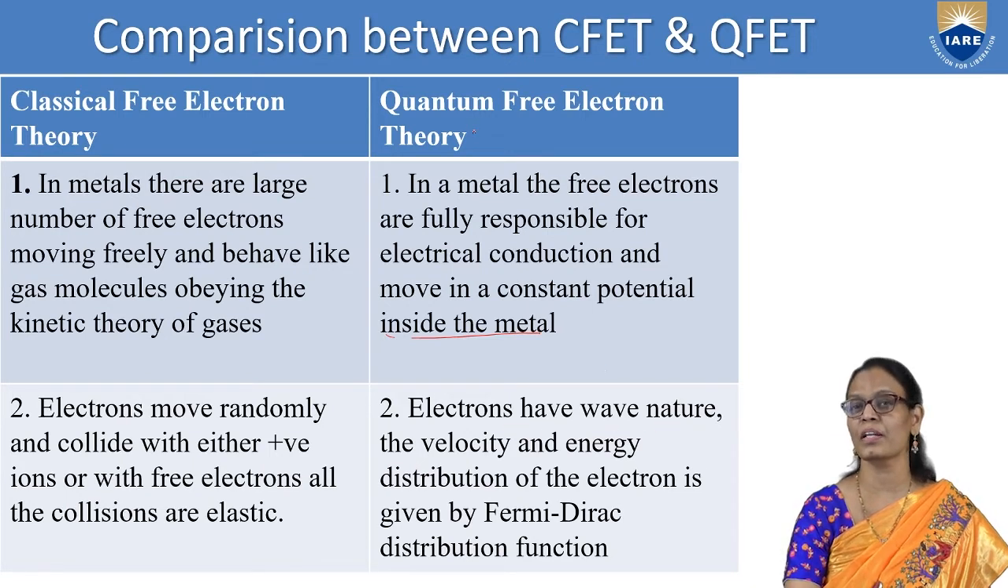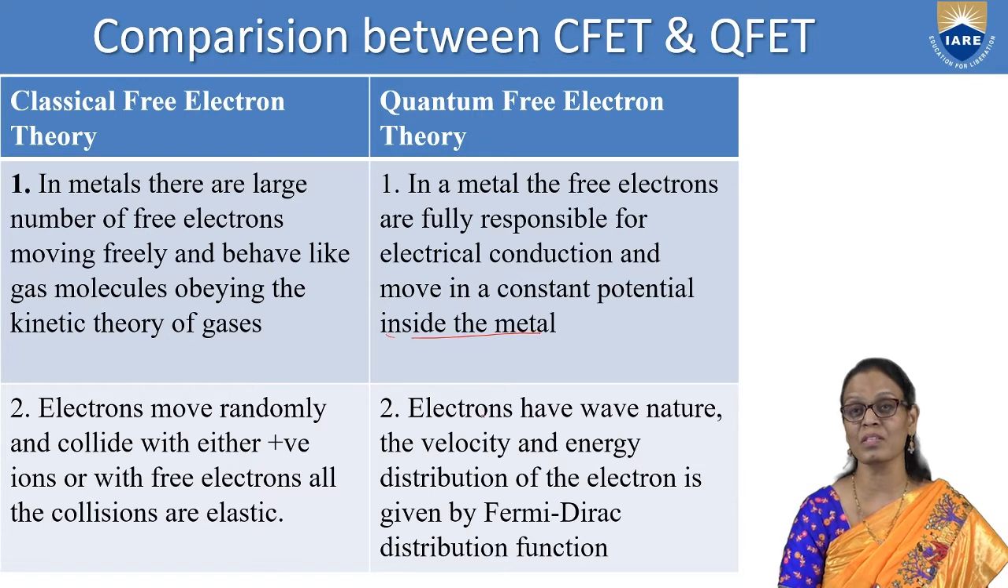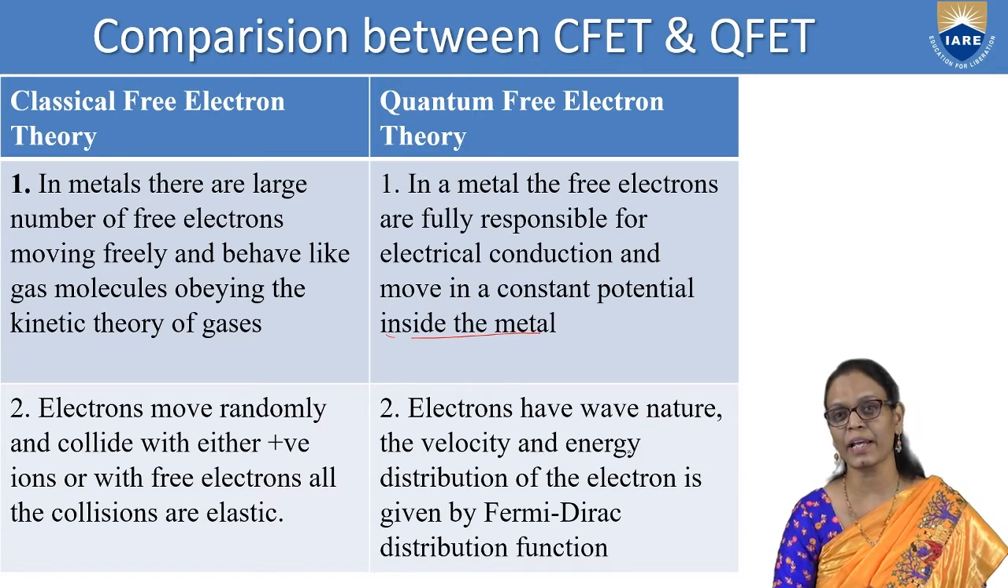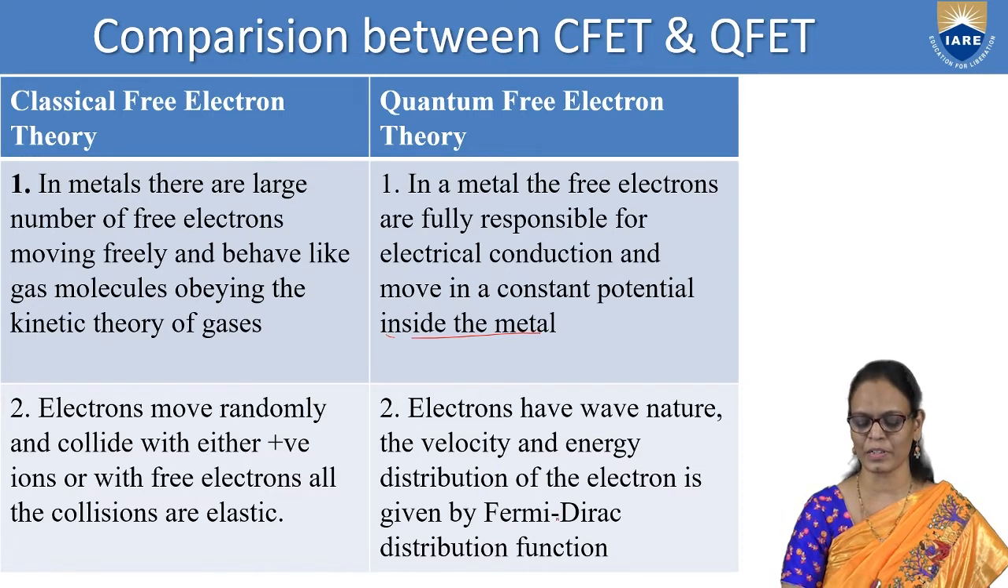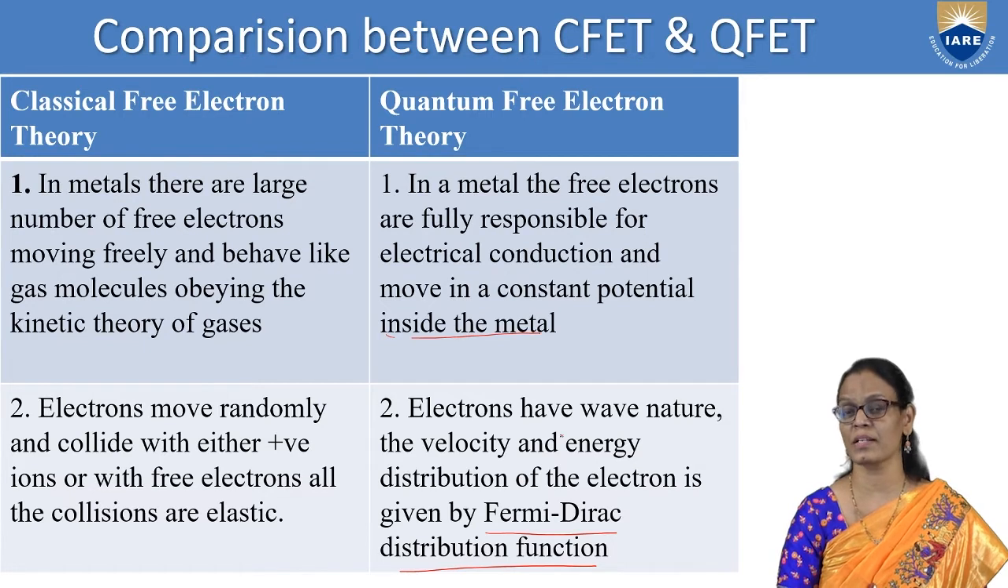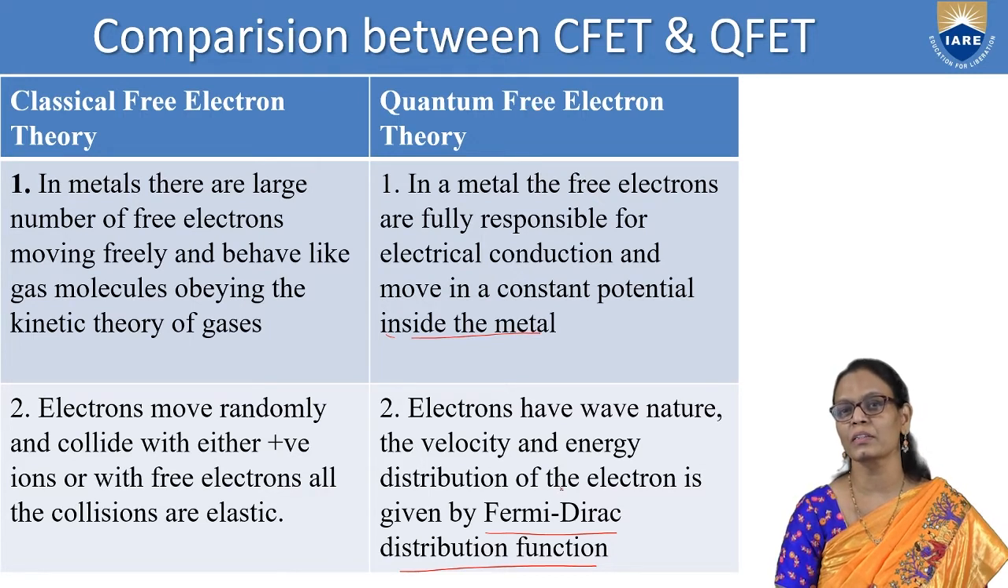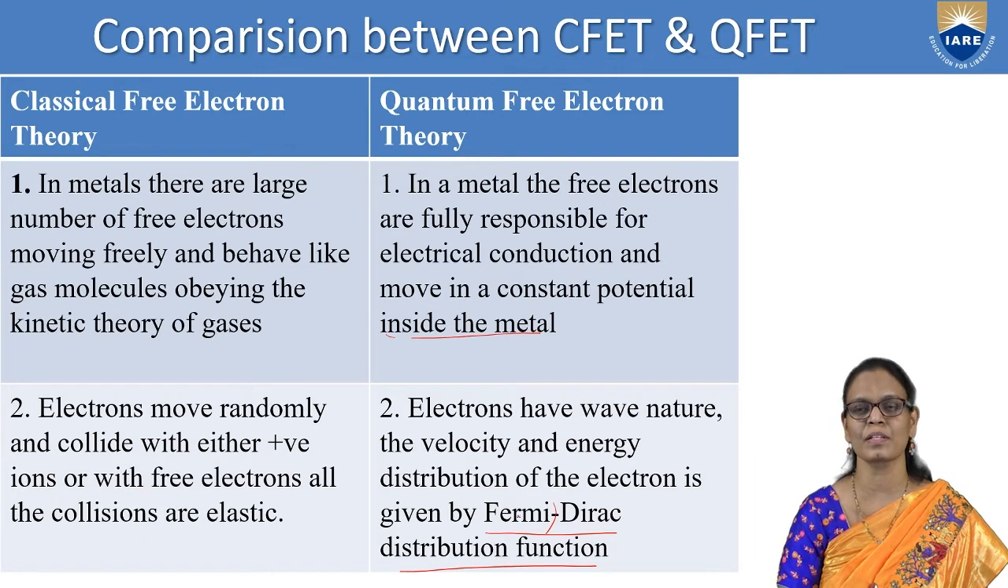And here, the electrons have wave nature. In the quantum theory, we have already established that electrons exhibit wave nature and their velocity and energy distribution is as per the Fermi-Dirac distribution. It means he has considered Pauli's exclusion principle also. So, in quantum free electron theory, the Fermi-Dirac distribution function for the energy of electrons comes into the picture.